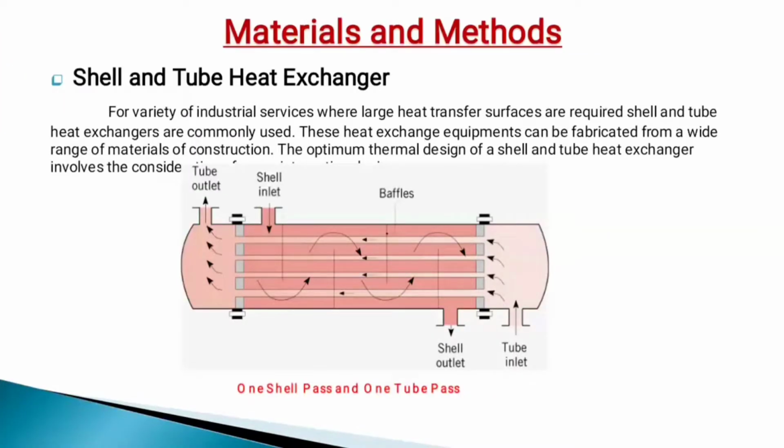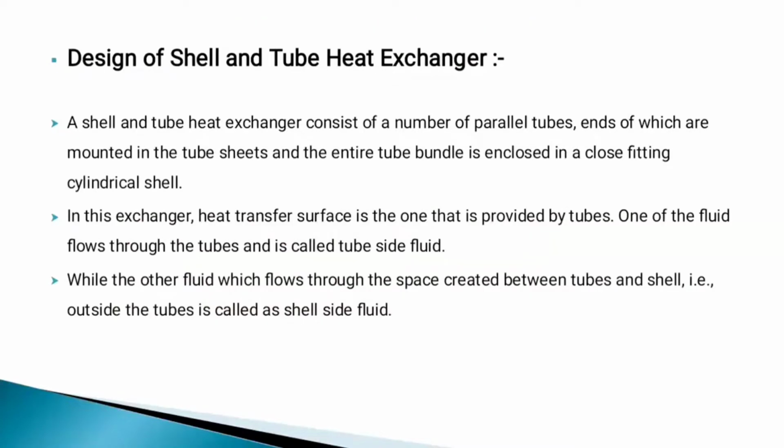So, in materials and methods, I am going to explain the shell and tube heat exchanger first, then I will explain the helical coil heat exchanger. Shell and tube heat exchangers are commonly used for a variety of industrial services where large heat transfer surfaces are required. This heat exchanger equipment can be fabricated from a wide range of materials of construction. The design of the shell and tube heat exchanger: a shell and tube heat exchanger consists of a number of parallel tubes, the ends of which are mounted in the tube sheets, and the entire tube bundle is enclosed in a close-fitting cylindrical shell.